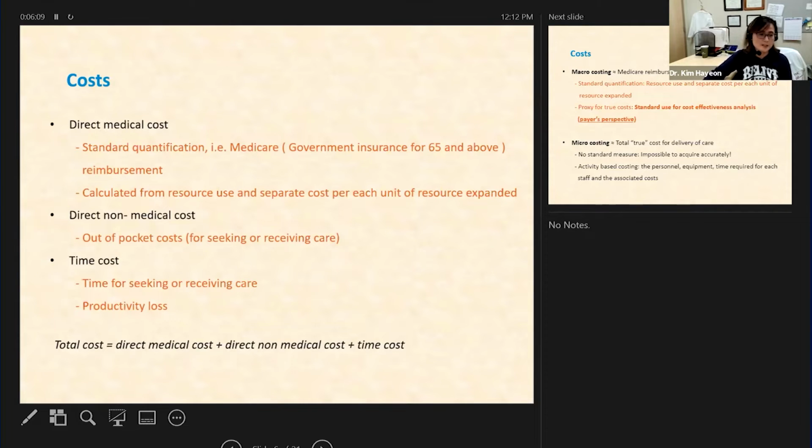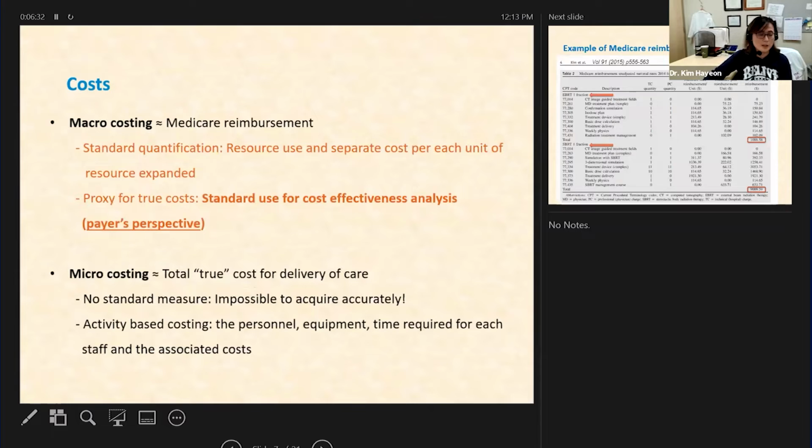It's quantified. That's why it's easy to pull up and use it. Non-medical cost is more likely out of pocket from everybody, and time cost is for the time and productivity loss, or being away from work, all that time or traveling time. So total cost should combine all of them, but it's impossible to combine all of them.